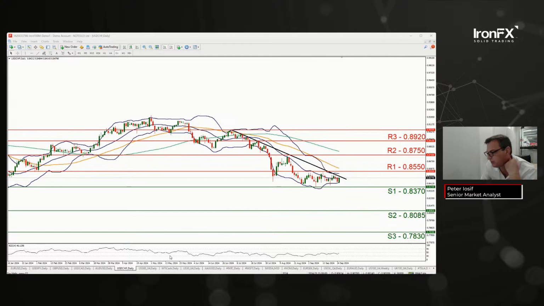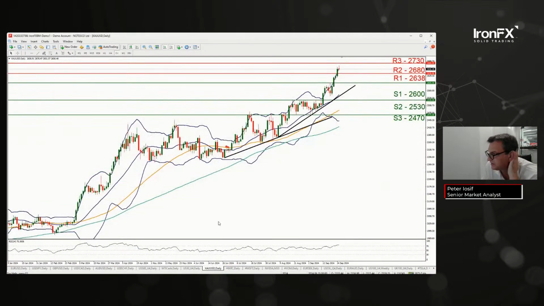Okay, we are escaping now the FX market. Let's have a look at gold, which reached new record highs yesterday. Here we go. It was an impressive run.